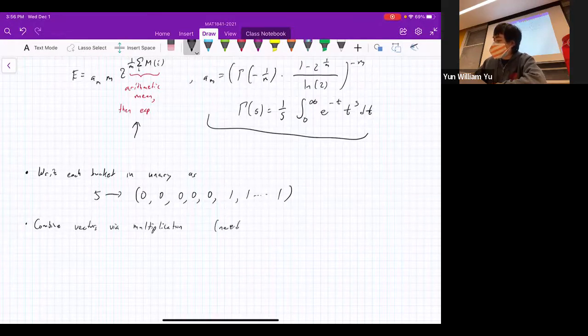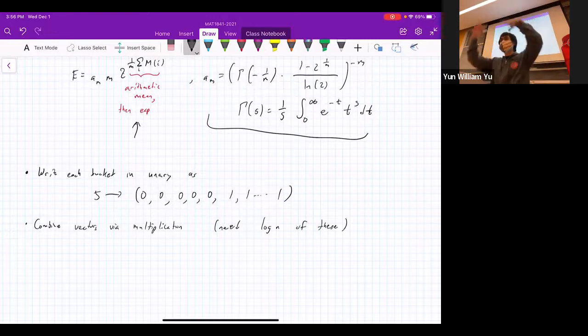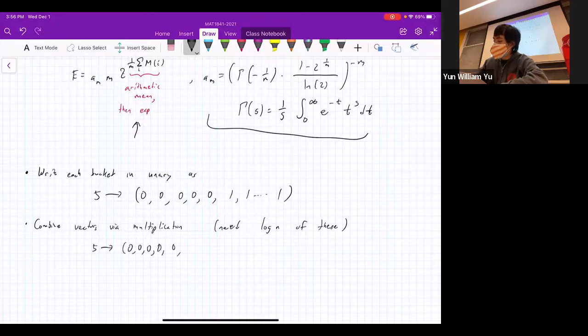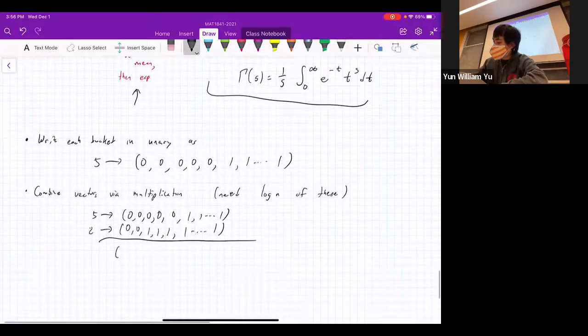And note that we'll need log n of these to combine the vectors across all the hospitals, right? Because if we have n hospitals, you can do a binary multiplication tree, and that all works out. Of course, 5 here is 1, 2, 3, 4, 5, 1, 1, 1. And 2 here is going to give you 0, 0, 1, 1, 1, 1, dot. Combine these, you get 0, 0, 0, 0, 0, and then a bunch of ones. And of course, this is just the max of 5 and 2.